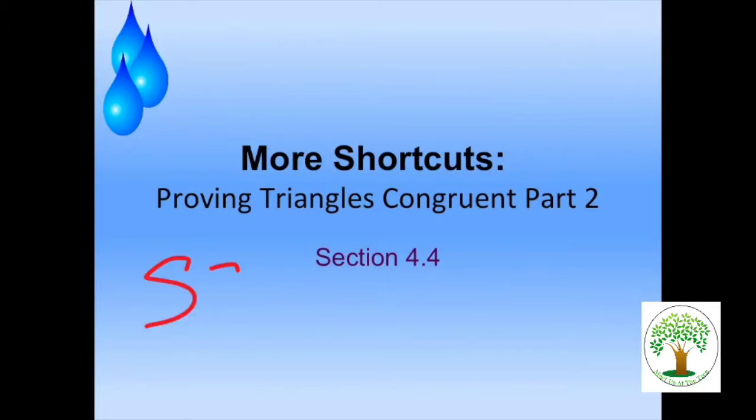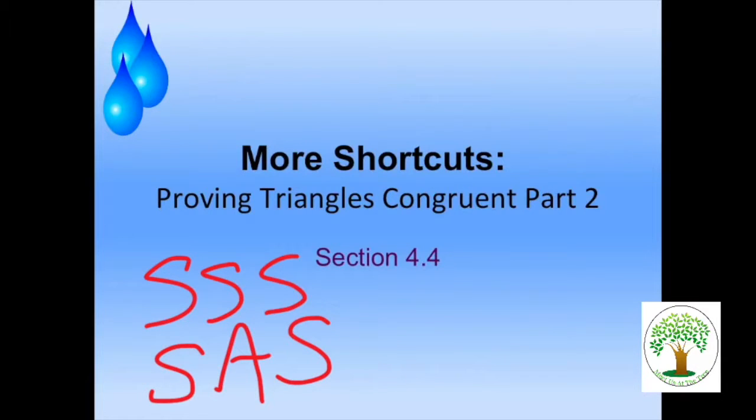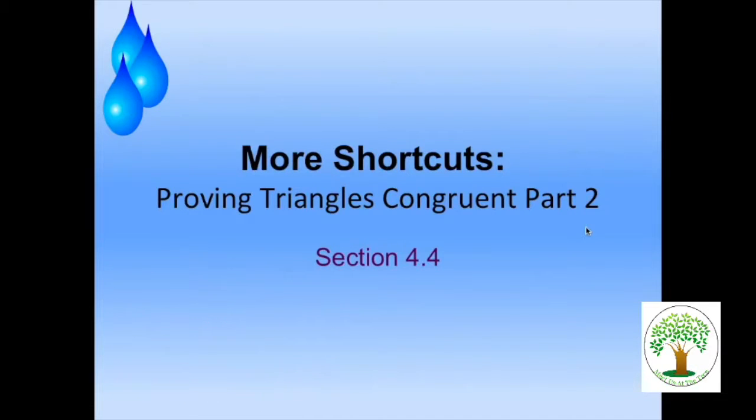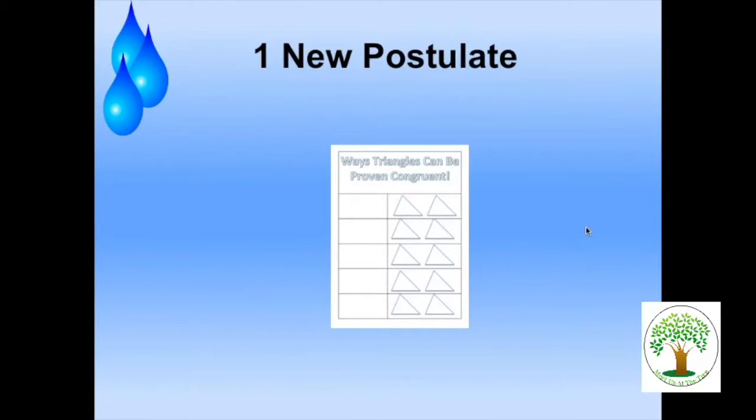We had SSS, which stood for side, side, side. And the other one was SAS for side, angle, side. Okay? And we drew those triangles on your paper. We're going to add to your list. So that's the note sheet that you have for today. It looks like this. We've already filled in the SSS and the SAS. We're going to fill in some more today, okay?